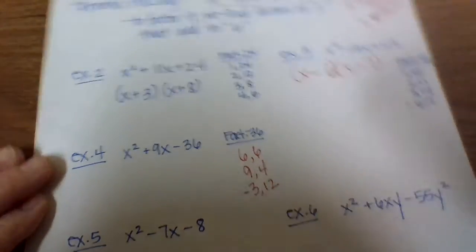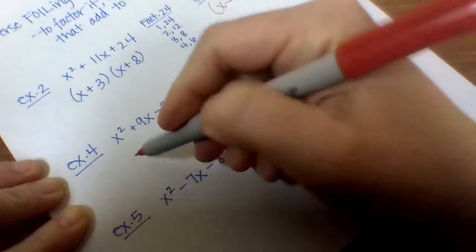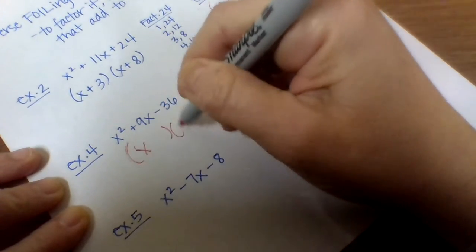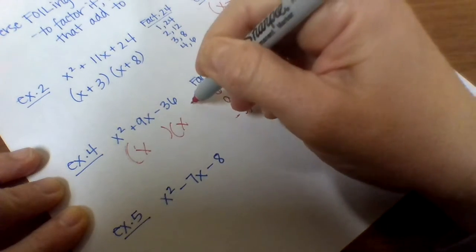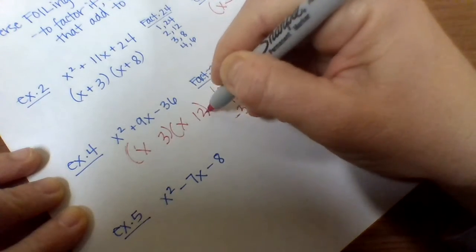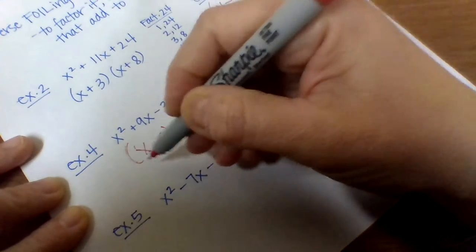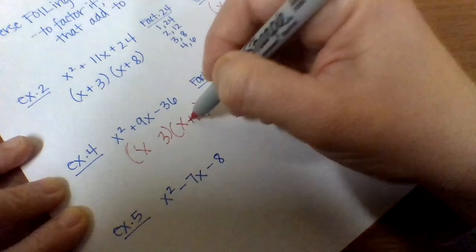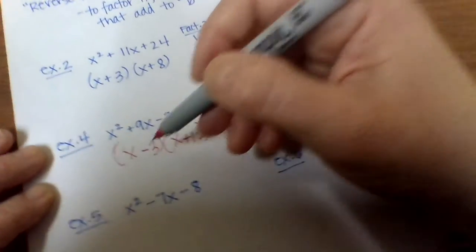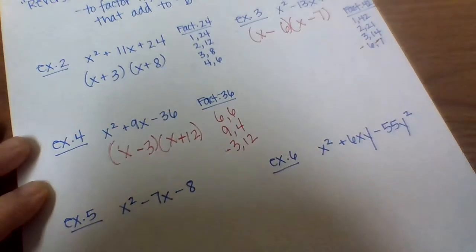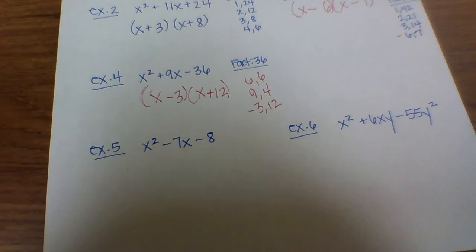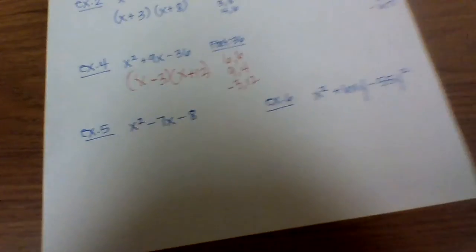So then just go ahead and break it down. So here we've got, my marker. So x and x, and we've got 3 and 12. Okay, so we already said 12 would have to be positive and 3 would have to be negative in order to get 9. But negative 3 times 12 is negative 36. So we got it. Okay, so let's try example number 5.